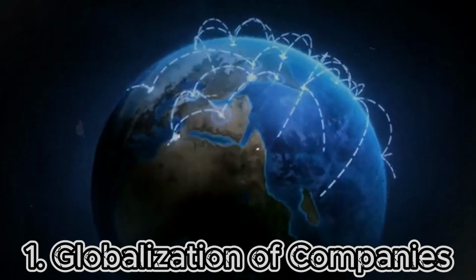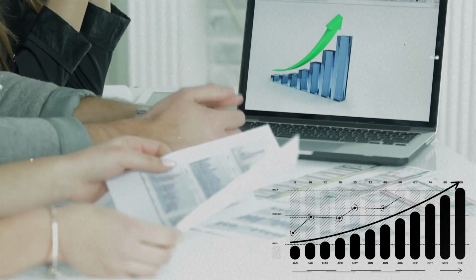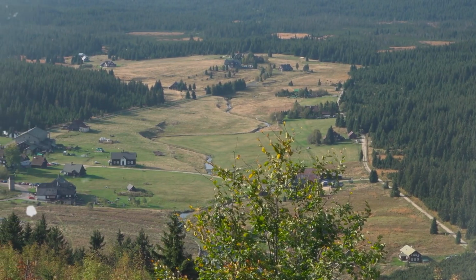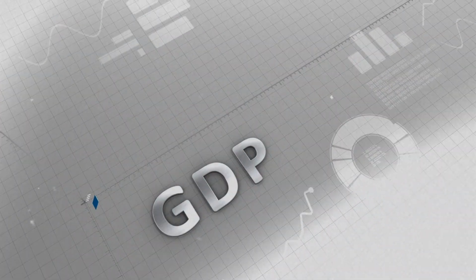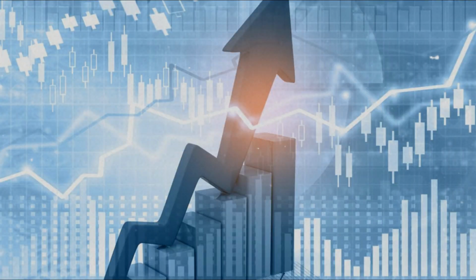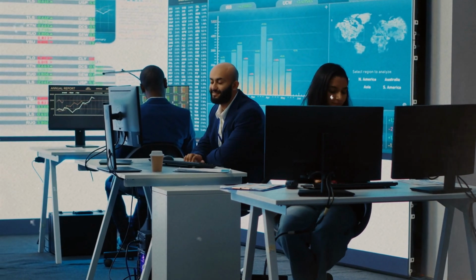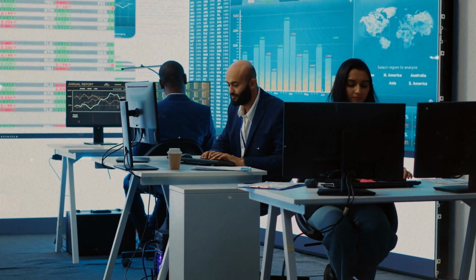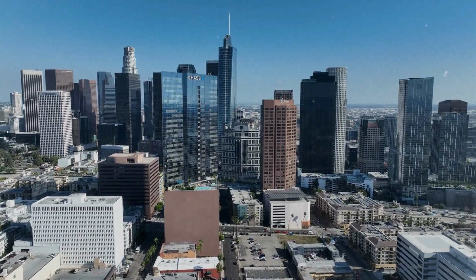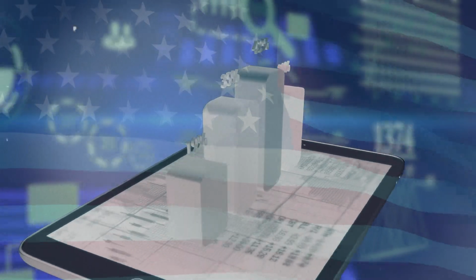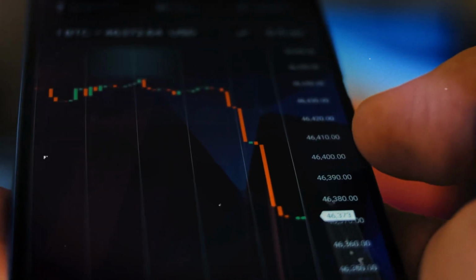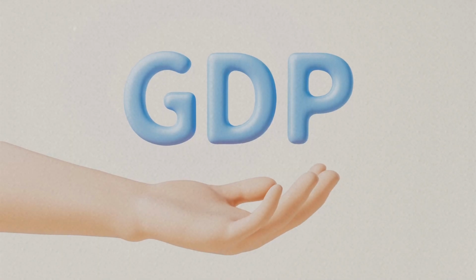Globalization of companies. Many large companies generate a significant portion of their revenues outside their home country. This can distort the market capitalization relative to GDP, as GDP only measures the domestic economy, whereas companies may operate globally. For example, a company based in the U.S. might earn substantial revenue from markets outside the U.S., inflating its market capitalization compared to the country's GDP.